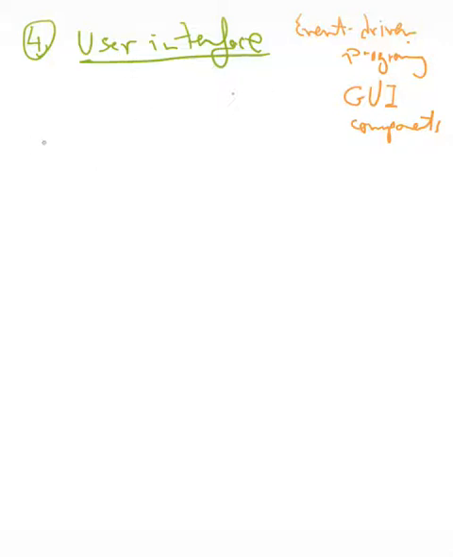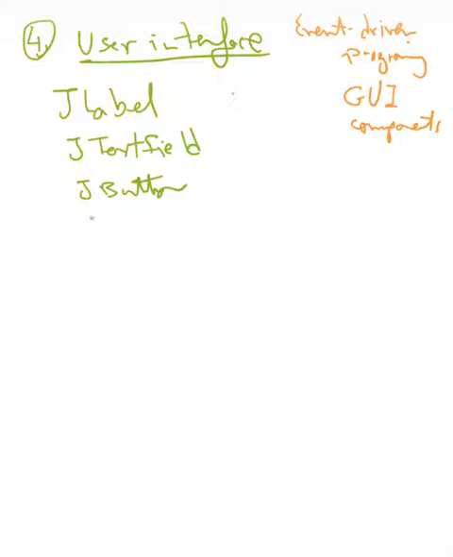If you read the beginning of chapter 18, you learn about different components. You learn about a component called JLabel. You learn about a component called JTextField. You learn about a component called JButton. And all of these components are important in gathering data from the user. So how would the user interface look like?